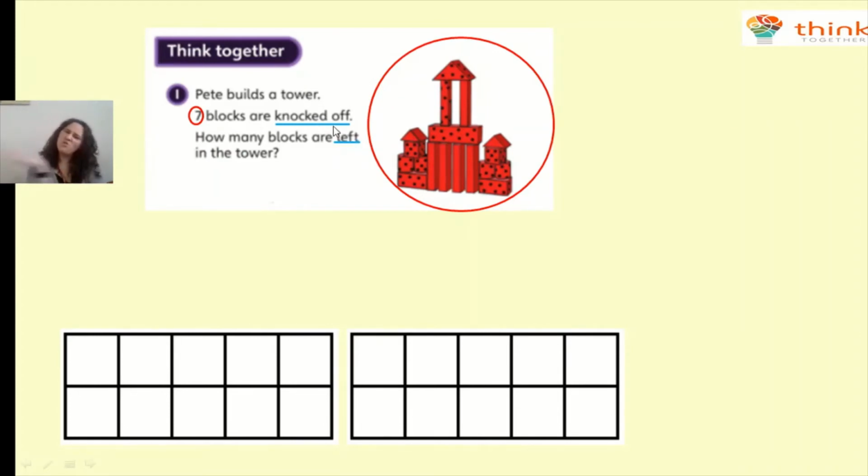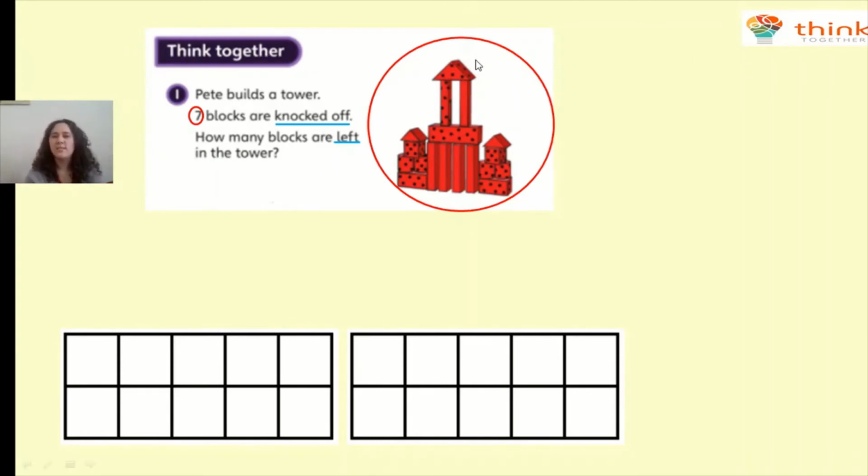If somebody's knocking something off, that means you're getting rid of some of them and the amount is going to get smaller. That's also implied by the word left. Again, if you've got something left, something must have gone and the amount must have got smaller. So we've worked out the amount's going to get smaller. So are we going to be adding or are we going to be taking away if the amount gets smaller? Amazing. We're going to be taking away.